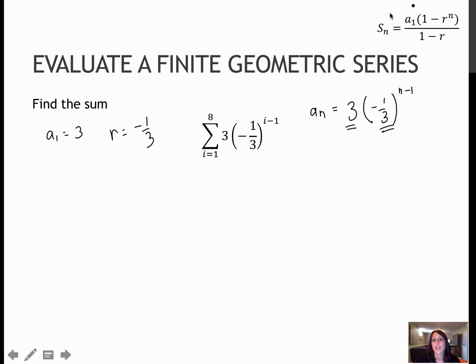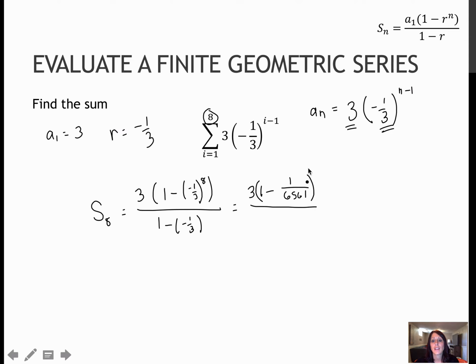So now if I'm going to use my formula to find the sum of the first n terms, and of course n here is going to be 8, we're going to find the sum of the first 8 terms. I'm using my first term of 3, and then 1 minus negative 1/3 to the 8th, and that's over 1 minus r, so 1 minus negative 1/3. Let's do a little bit of cleanup. So on the top I have 3, 1 minus negative 1/3 to the 8th. Negative 1/3 to the 8th is positive 1 over 6,561. And my denominator, I actually end up with 1 plus 1/3, which is 4/3.